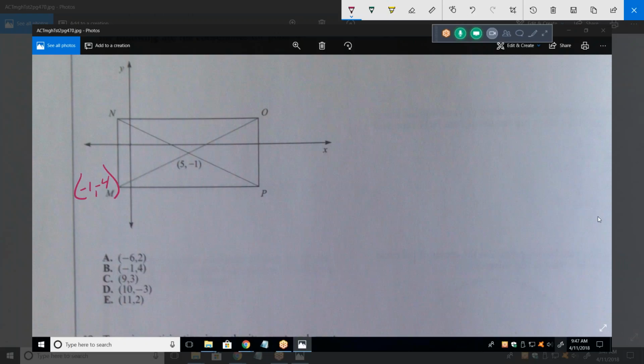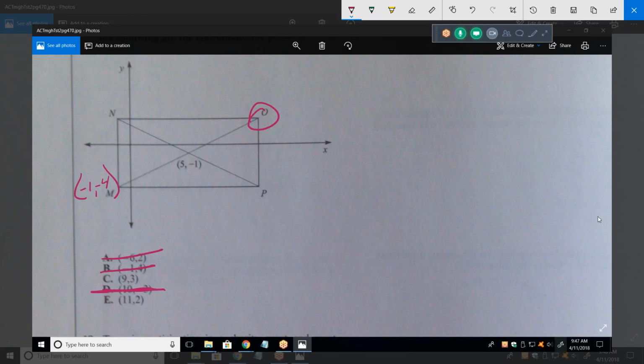Now, this is actually one that you can almost do by just looking at the picture, right? Is that the right answer? Is it A? No. None of the ones with negatives in it. It's got to be 2 positive numbers, right? So it's not A, it's not B. 9 and 3 could make sense. This can't. It's got to be two positive numbers. And 11 and 2 could make sense.